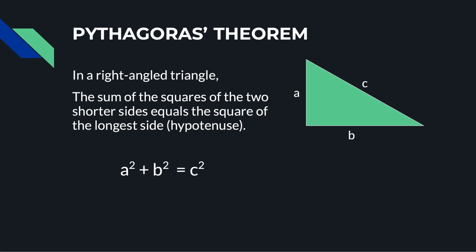So Pythagoras concluded in his theorem that in a right-angled triangle, the sum of the squares of the two shorter sides equals the square of the longest side, also known as the hypotenuse.